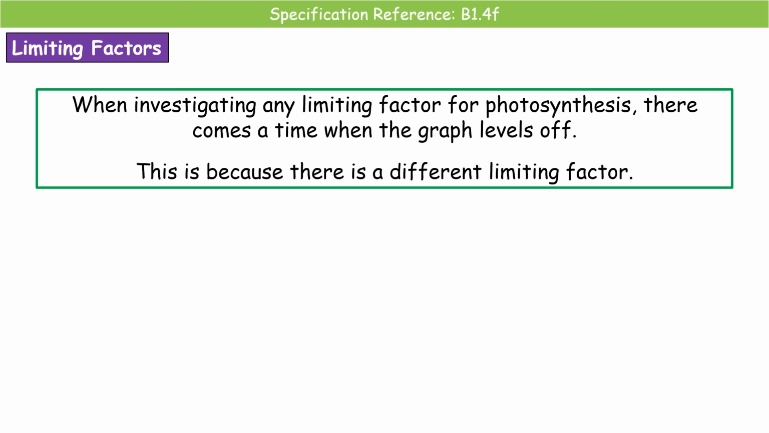Do remember that key phrasing here, that when we're investigating any limiting factor for photosynthesis, there will come a time when the graph levels off. So when we're looking at light intensity, the most common one, you won't be able to just keep increasing light intensity and get an ever increasing rate of photosynthesis, because you will hit a point eventually where your graph is going to plateau, level off. And that's because there is a different limiting factor involved. So just bear in mind that key point about limiting factors. Of course, increasing one factor is going to increase the rate initially, but then something else will take over.